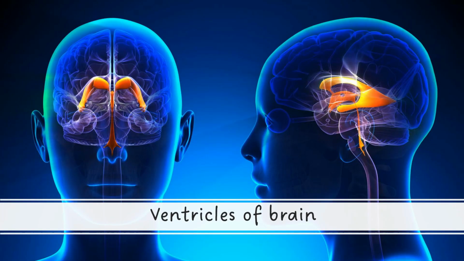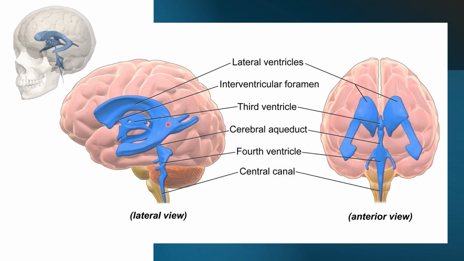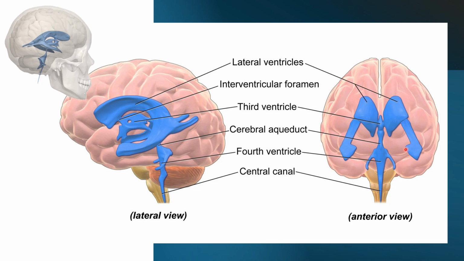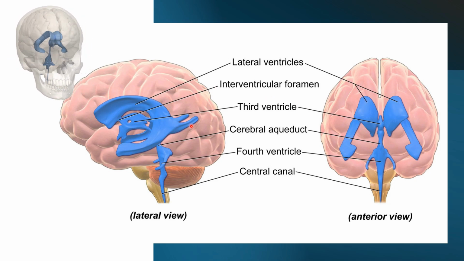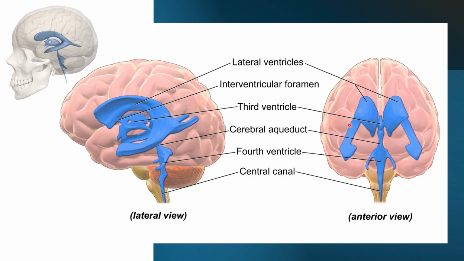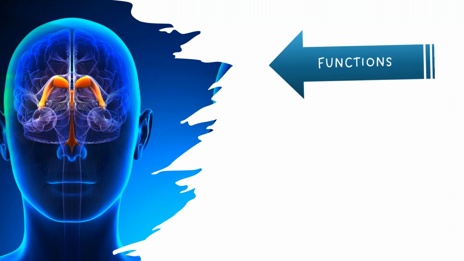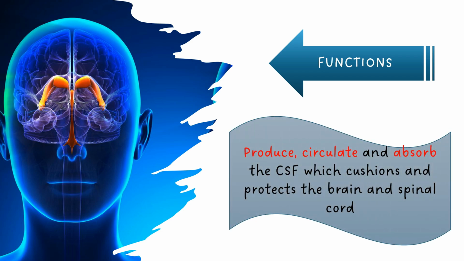So let's begin with the basic understanding of the ventricles of the brain. The ventricles are ependymal-lined fluid-filled spaces in the different parts of the brain. We have a pair of lateral ventricles, the third ventricle and the fourth ventricle. So what is the function of these ventricles? Why do we have the ventricles in our central nervous system? These ventricles produce, circulate and absorb the CSF, which cushions and protects the brain and spinal cord.